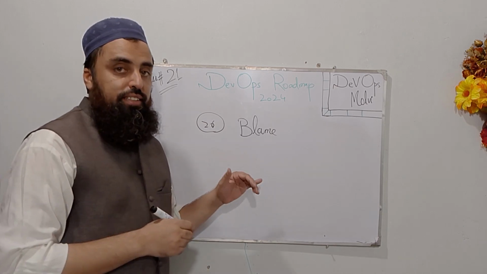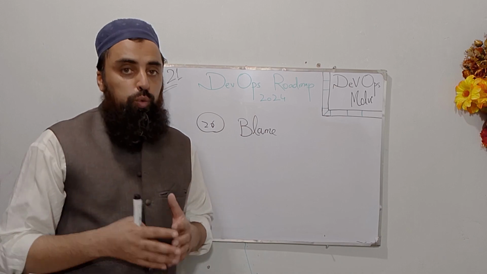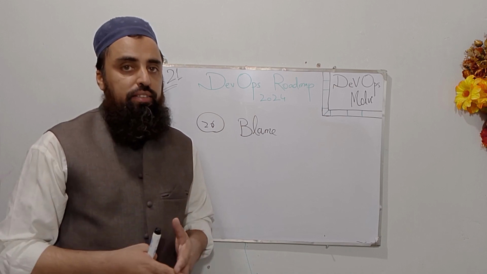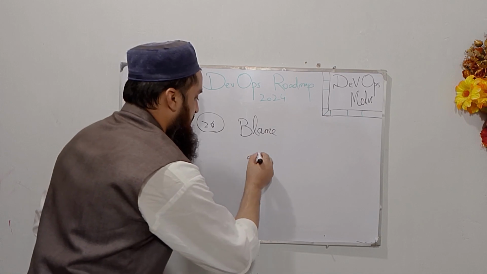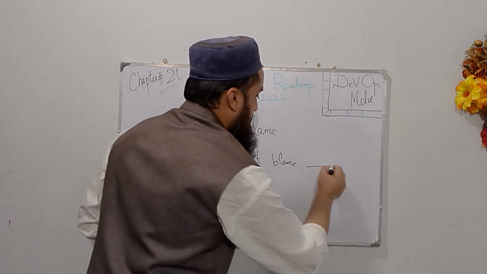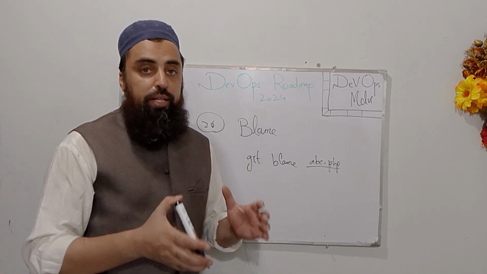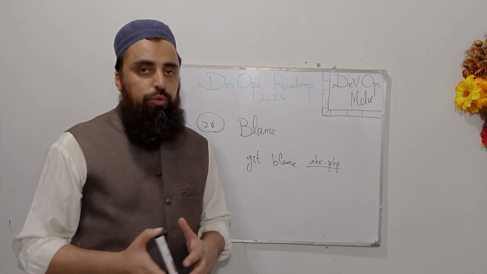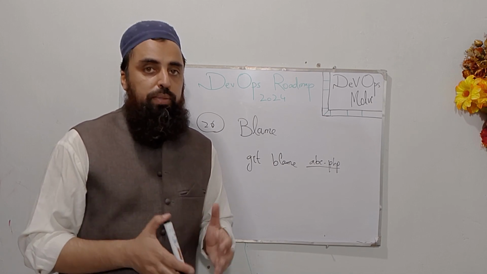So the 26th term is blame, and in Git, blame means to show who modified any file for the last time. We can use git blame, and we can mention the file name to see what was changed by whom. So blame is actually used for troubleshooting, and it also identifies the person who was working on a specific file.